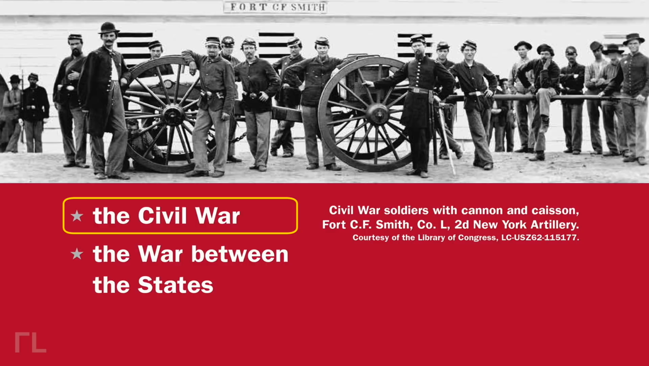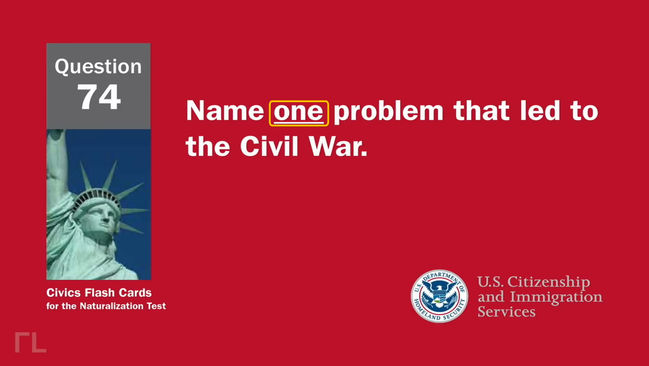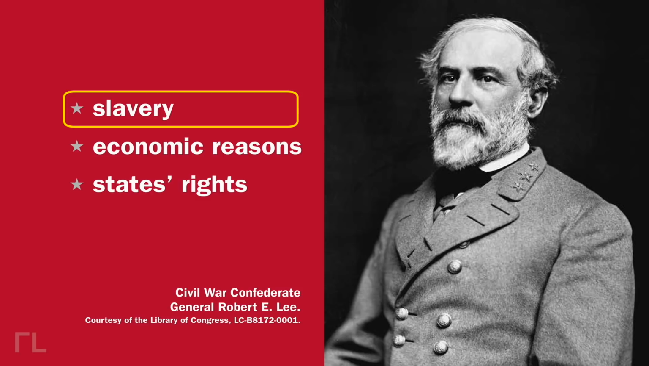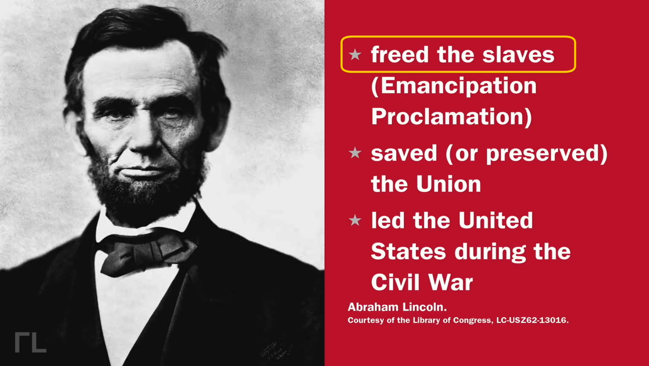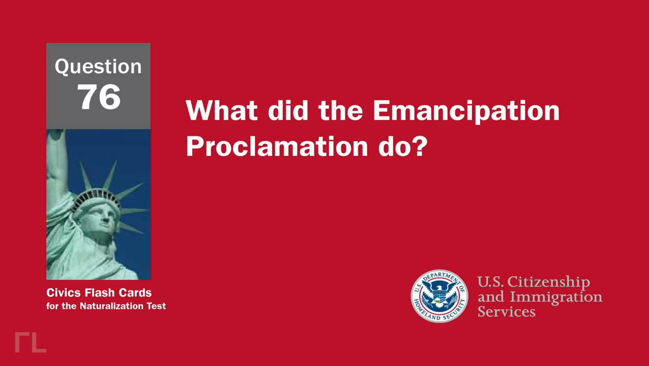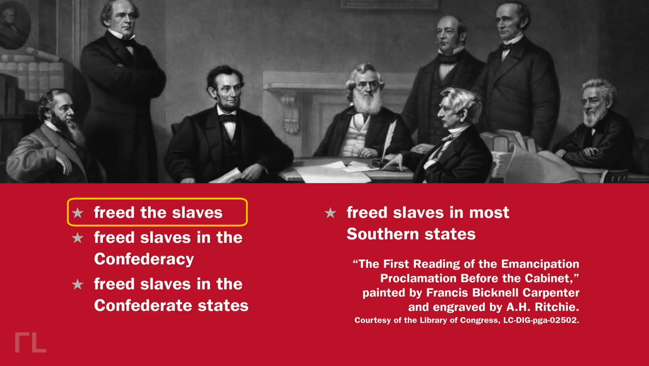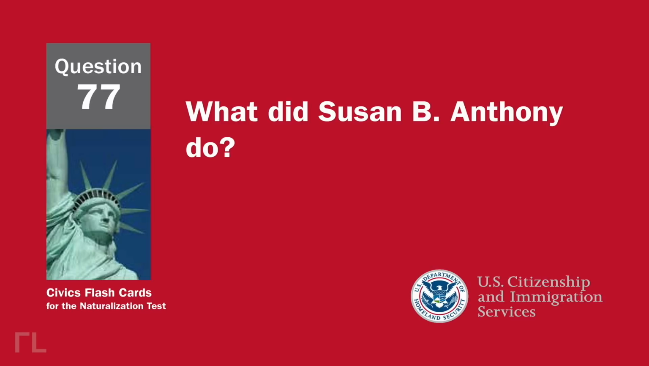Name one problem that led to the Civil War. Slavery. What was one important thing that Abraham Lincoln did? Freed the slaves. What did the Emancipation Proclamation do? Freed the slaves. What did Susan B. Anthony do? Fought for women's rights.